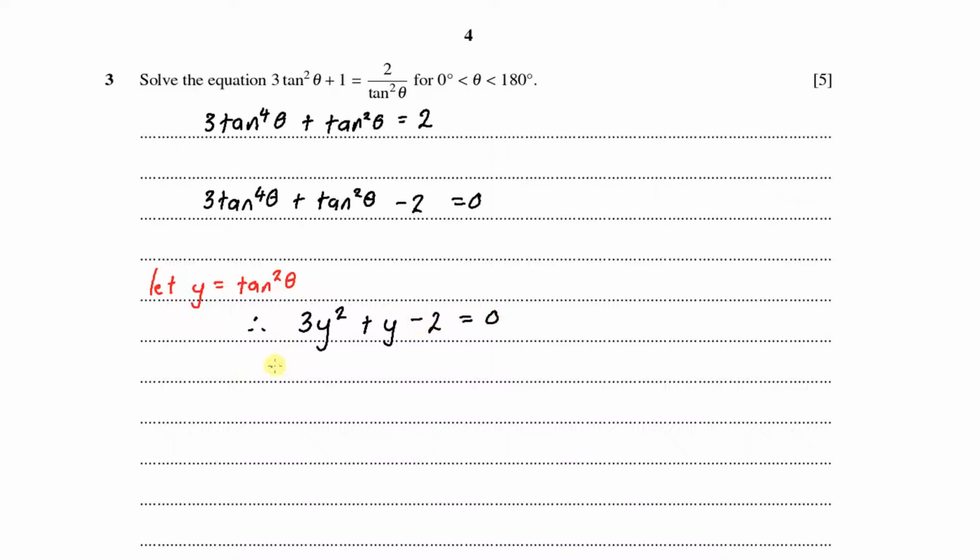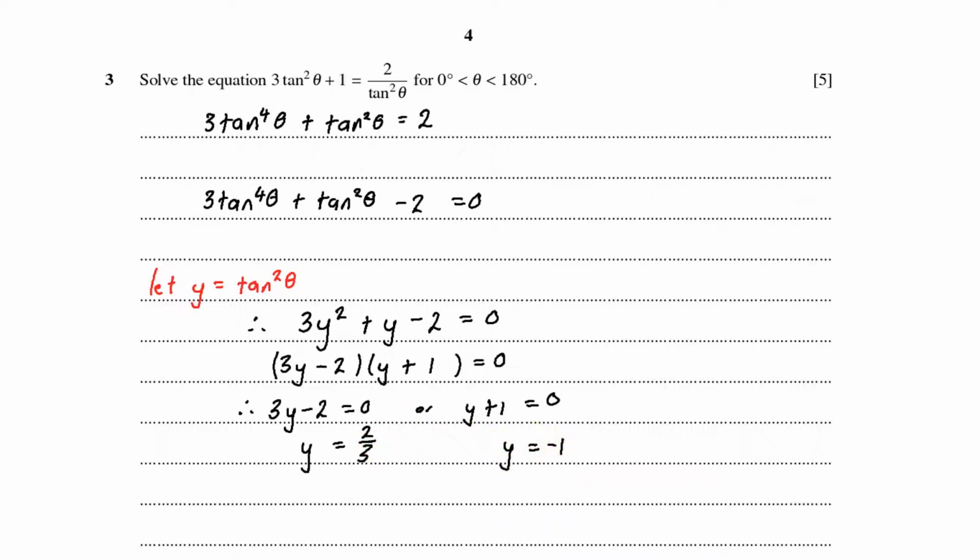So I can factorize this. Factorizing here, I'll have 3y and y, then -2 and plus 1, which means that we can say either 3y minus 2 is equal to 0 or y plus 1 is equal to 0. So we get y coming out as 2/3 or y coming out as -1.